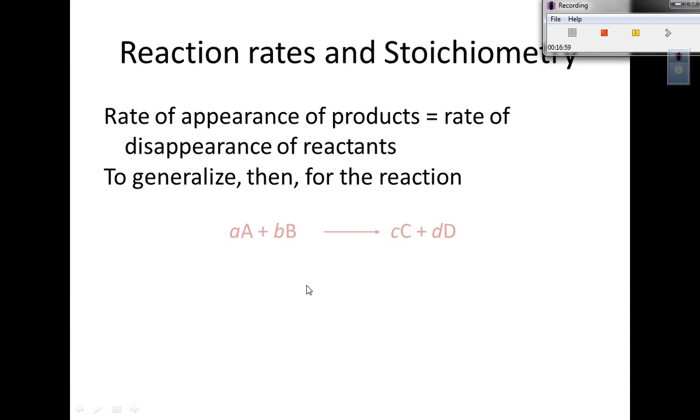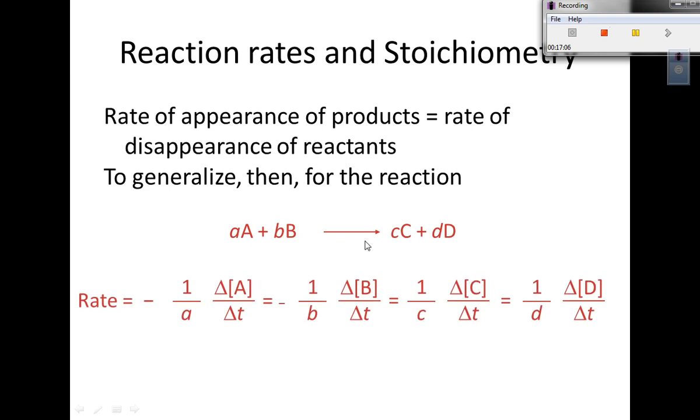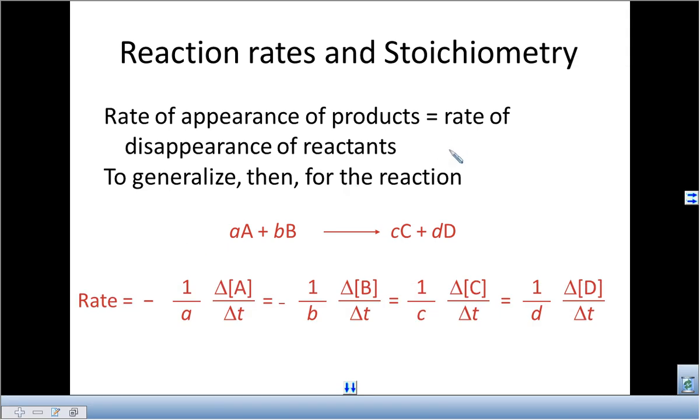I want to skip that one for a second. So here's my reaction: a moles of A, b moles of B yields c moles of C, d moles of D. Now, don't look down here yet, because this is going to confuse you. What's the relationship between the moles of A and the moles of C? If I had 2 moles of A, and I wanted to calculate how many moles of C that was, what would I do?